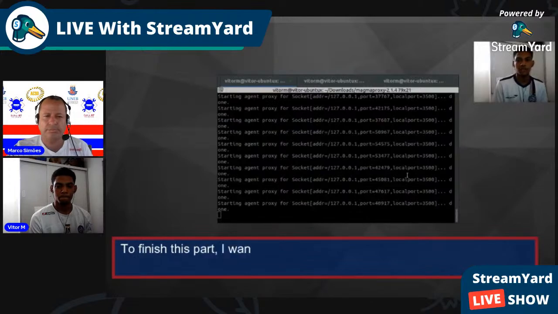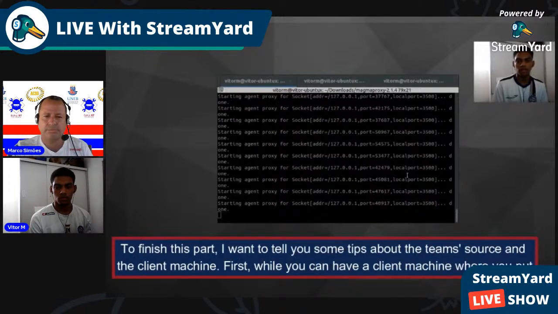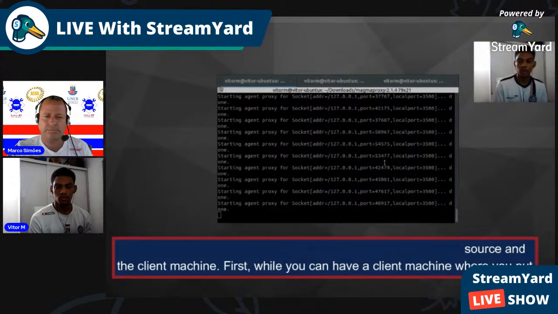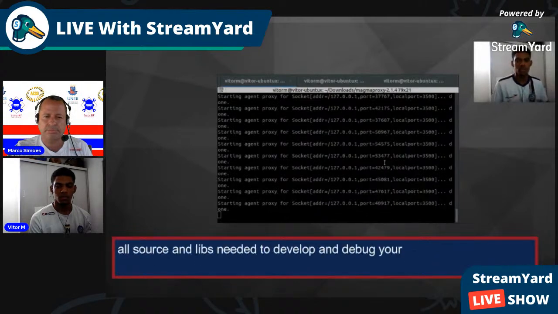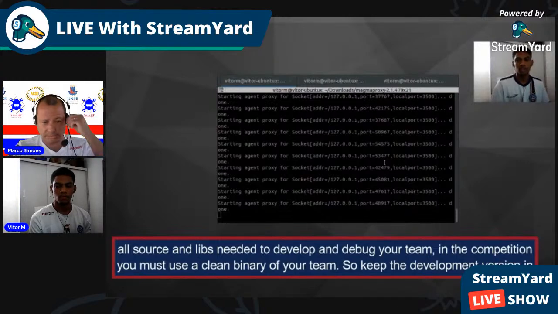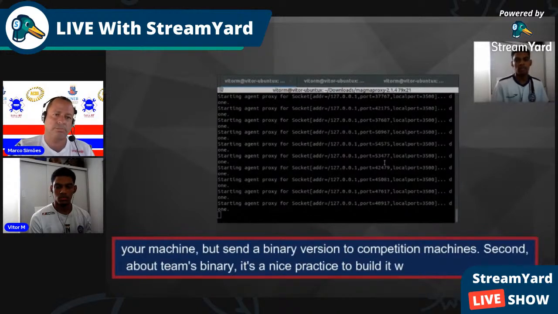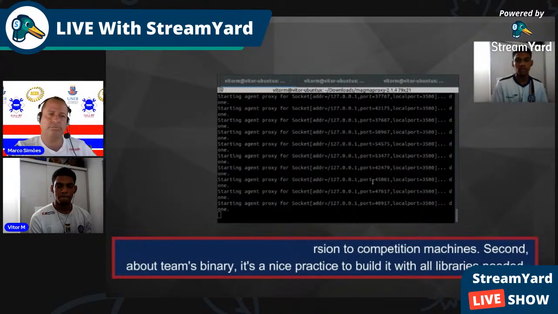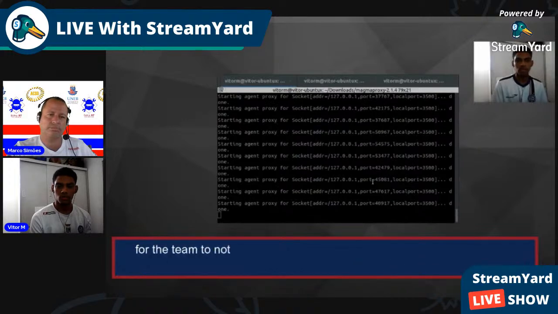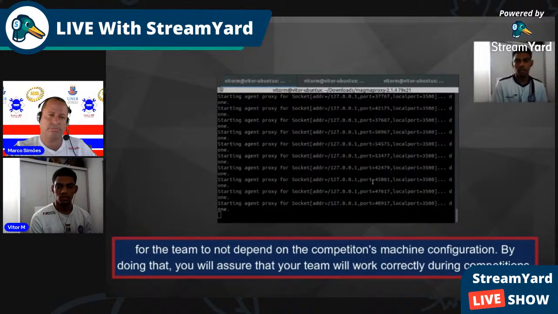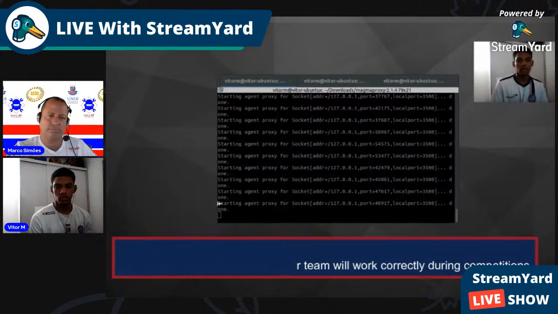Okay then, to finish this part, I want to give some tips about the team source and the team's machine, the client machine. Firstly, you can have a client machine where you put all the source and libs needed for developing and debugging your robot team. In a competition, you must use a clean binary of your team. So keep the developing version on your machine, but send a binary version to competitions. Secondly, about the team binary, it's a nice practice to build it with all libs needed for the team, to not depend on the competition machine's configuration. By doing that, you will assure that your team will work correctly in competitions.